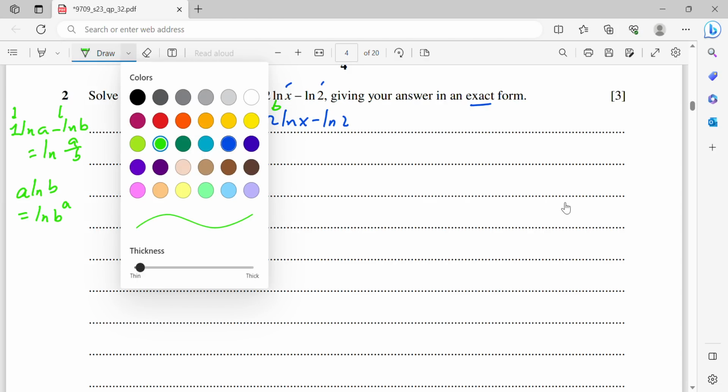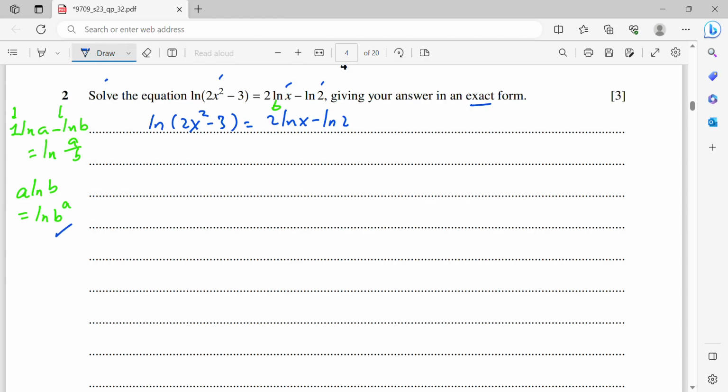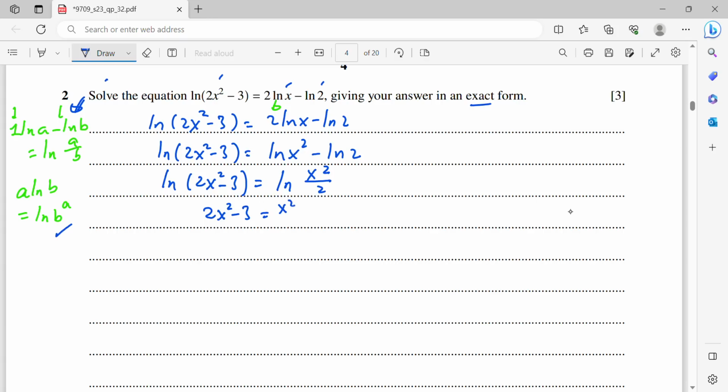Alright, so that means now I have to apply the second formula first to change the first term on the right side to be ln x squared. The rest of the terms remain. After that, I will apply the first formula to simplify the right hand side, which means this is ln of the division. Now since both sides have ln, we can just ignore the ln. Then I will just write down the terms, which are 2x squared minus 3 equals x squared over 2.